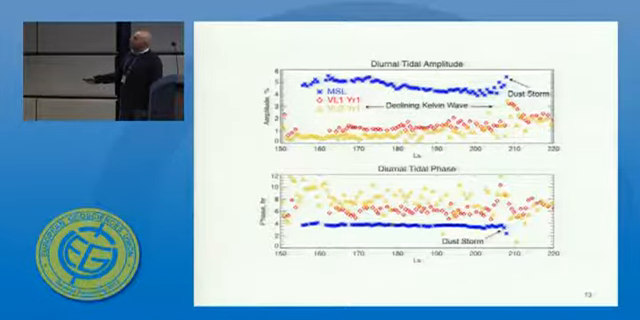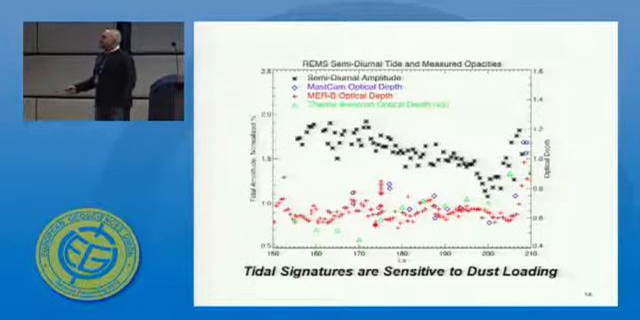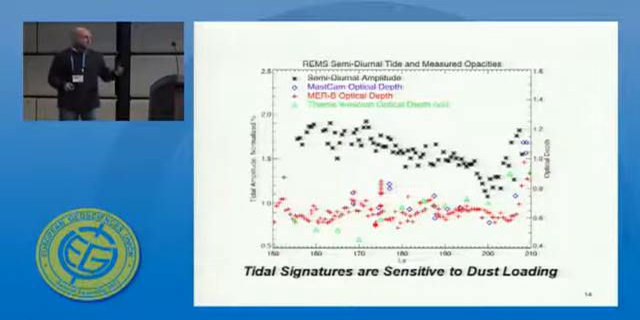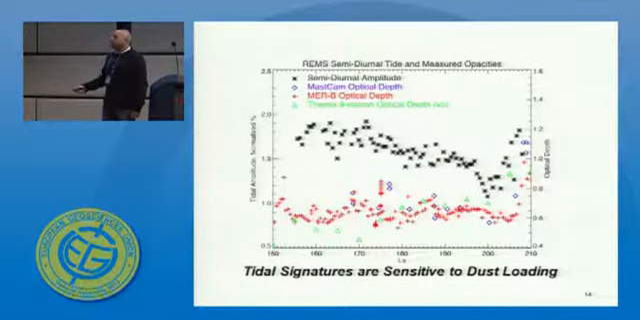This is for the phase. In the phase, we also see a change when the dust storm happened. And this is an effect of the tide. Of course, when there is a change in the dust load of the atmosphere, there is a change in the pressure too, and this change has an effect on the tidal signatures.